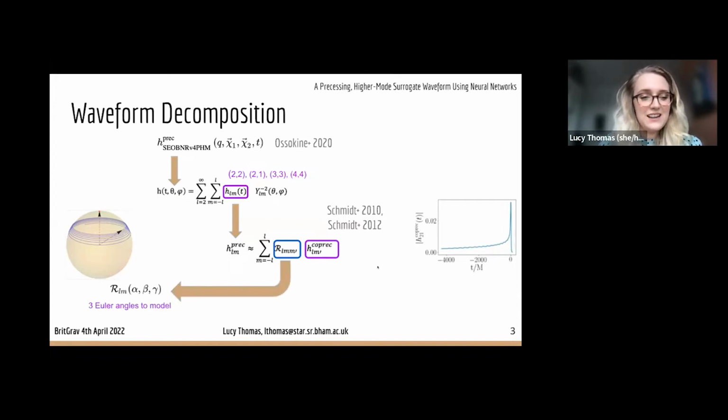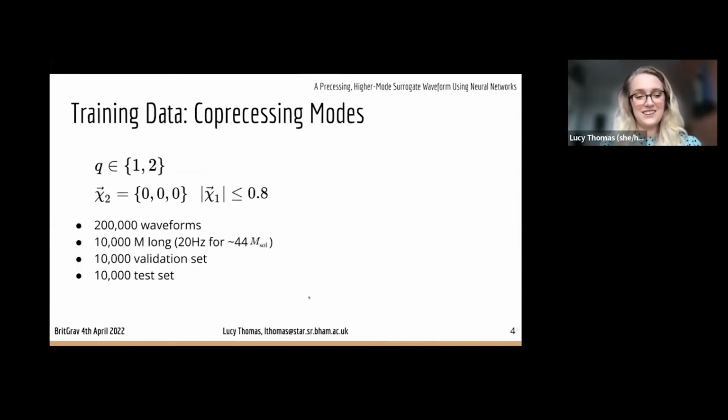And additionally, the rotation operator can be defined in terms of 3 different Euler angles, and it's these which we choose to model with our neural networks. And as for the coprecessing waveform modes, we split each of these 4 modes into an amplitude and a phase and model each of those 2 things separately. So in total, we have 3 Euler angles and 4 modes, each split into an amplitude and phase, which makes a total of 11 different components to individually model in order to get the fully precessing signal.